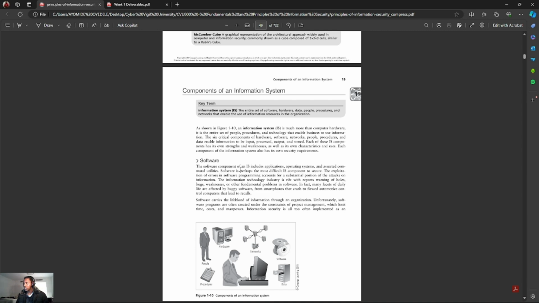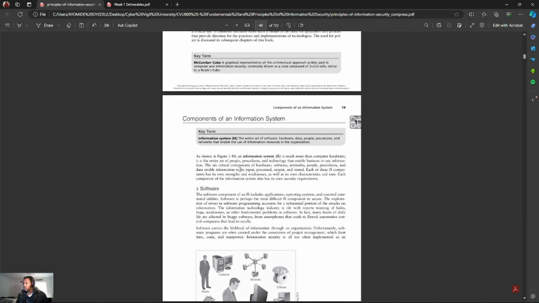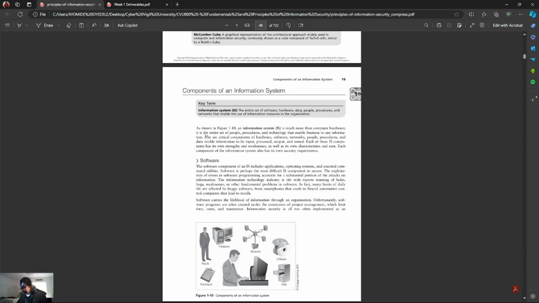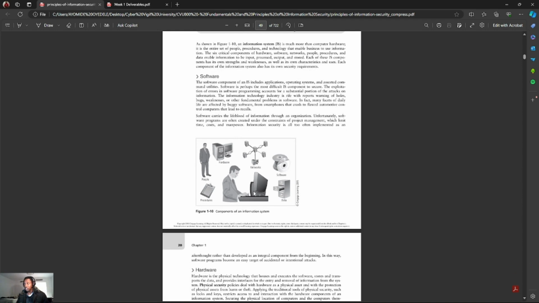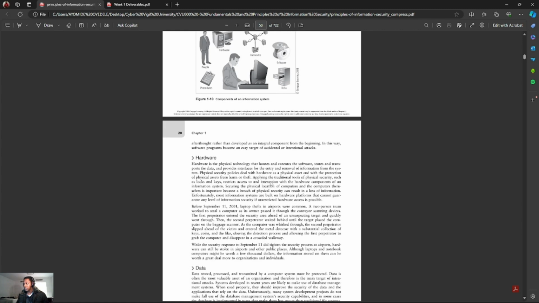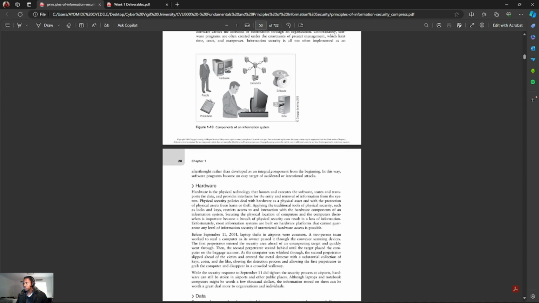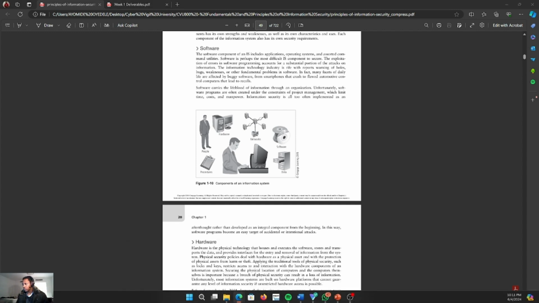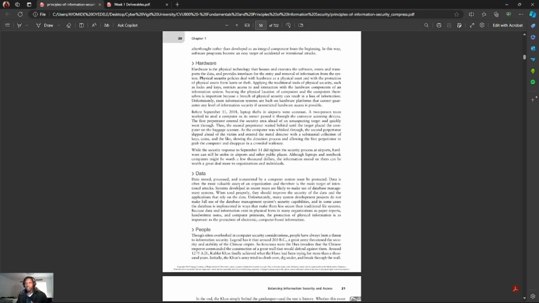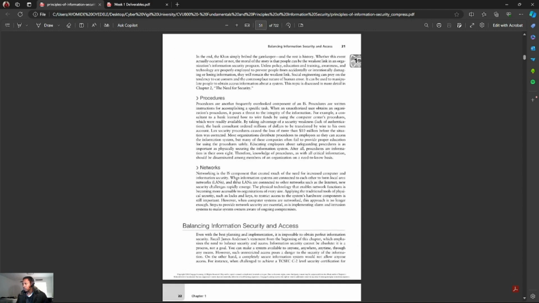You also want to look at the components of an information system. For instance, you can see the software here. This graphical illustration is showing you what software looks like, or just breaking that down for you. Okay, so you can also see the hardware, the data, the people, procedures, networks.